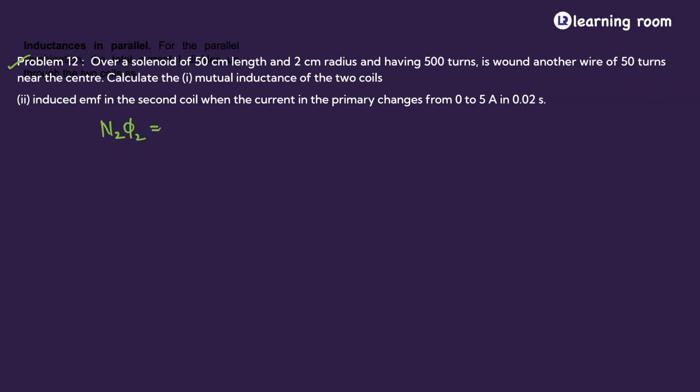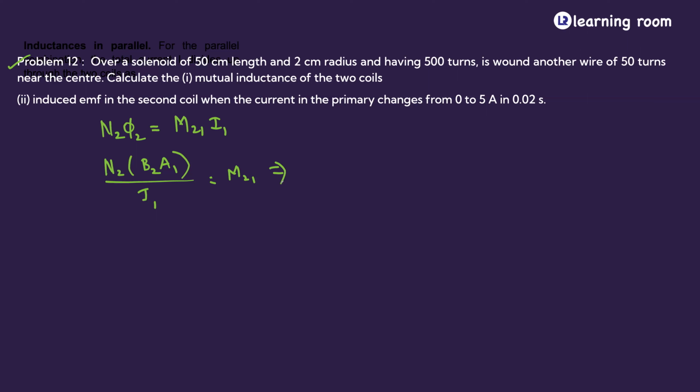The flux induced in the second coil is equal to the mutual inductance M21 into I1. Am I right? So what is N2 into phi2? N2 into B1 A1 cos theta, the whole divided by I1, is equal to M21. I'm not going with the formula, I'm just writing this.